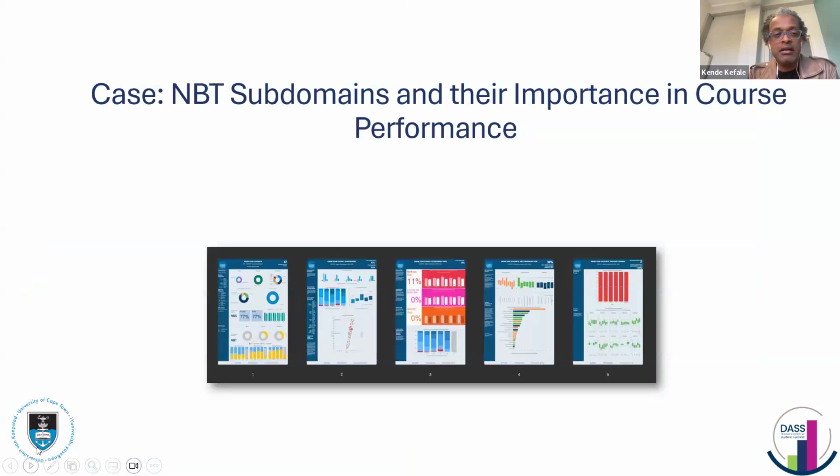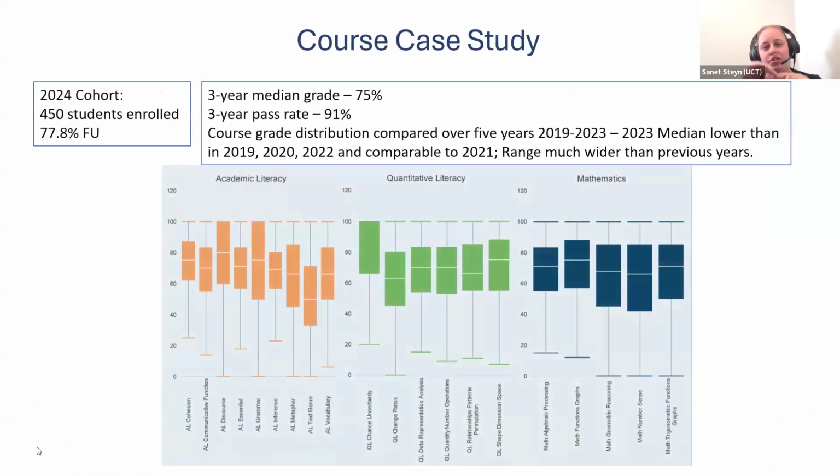And next, I think Sanet will walk us through some of the NBT subdomains and how they work towards the design of a course and how they help us diagnose students in our courses. Thank you, Kende. So just to take you through this component of the report, we'll use an example case to show you how you could utilize it.